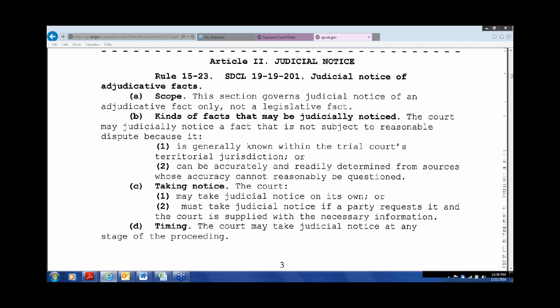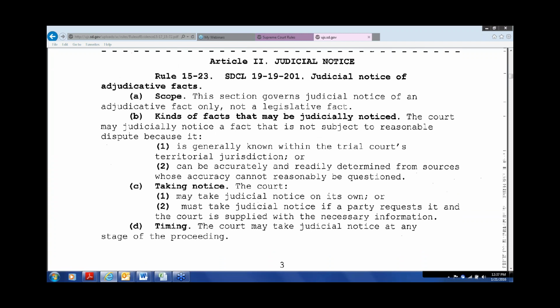Okay, Article 2 is judicial notice. There is a minor change, and the committee did recommend this. For those of you who practice criminal law, you might have noticed that our former rule said that if the court took judicial notice, the court would instruct the jury that they must accept the facts that the court noticed.